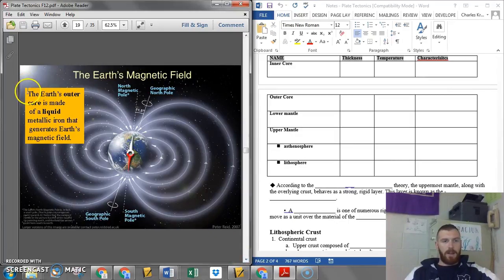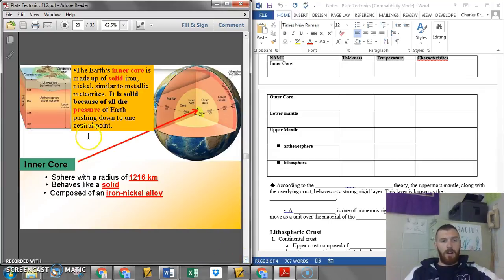We've already talked about the magnetic field of Earth, but just to recap it here, Earth's outer core is made of a liquid metallic iron that generates Earth's magnetic field as it rotates and swirls. All right, so we're getting to the different areas of the inner Earth here. So Earth's inner core is made up of solid iron and nickel, similar to metallic meteorites. And it's solid because of all the pressure of Earth pushing down into that center point. It raises the melting point of these metals.